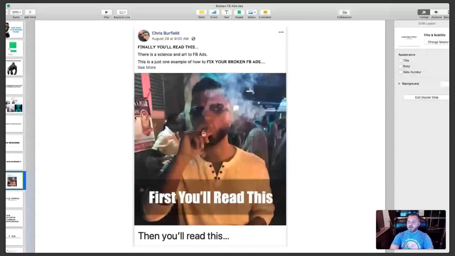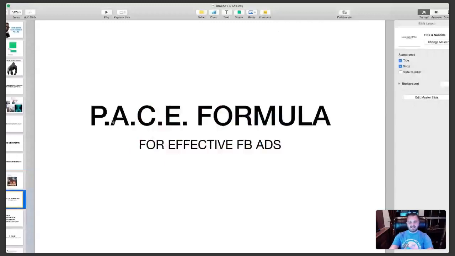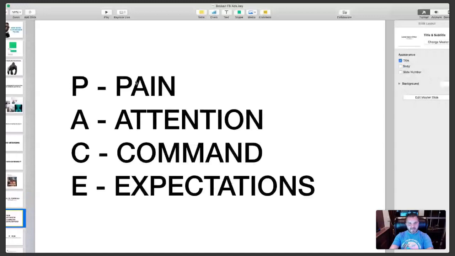So we're going to go over something here tonight called the PACE formula. PACE, it's an acronym, and it's for effective Facebook ads. PACE stands for this: P is the pain, A is attention, C is command, and E is expectations. Okay? So you want to write that down. So anytime you write an ad, you want to follow this formula: pain, attention, command, expectations. Well, what does that mean?